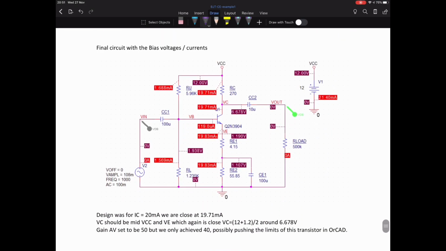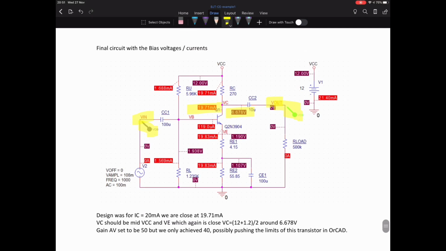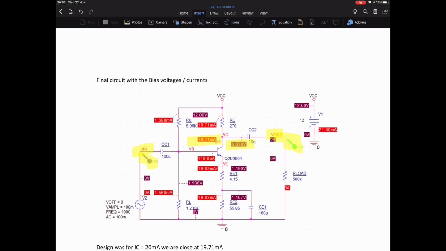So here's our full circuit in operation with all the bias conditions actually annotated on. Our collector current's 19.71 milliamps and we aimed for 20 milliamps. Okay, so we're very close. We aimed for 6.6 volts bias, we were at 6.67 bias. So again, we're close on the bias of the design. So this circuit is doing exactly as you would expect it to behave. Notice I labelled the input Vin and the output Vout. It made it really easy to analyse on the circuit diagram. Okay, so it's quite a nice little design when you roll through all of these features.